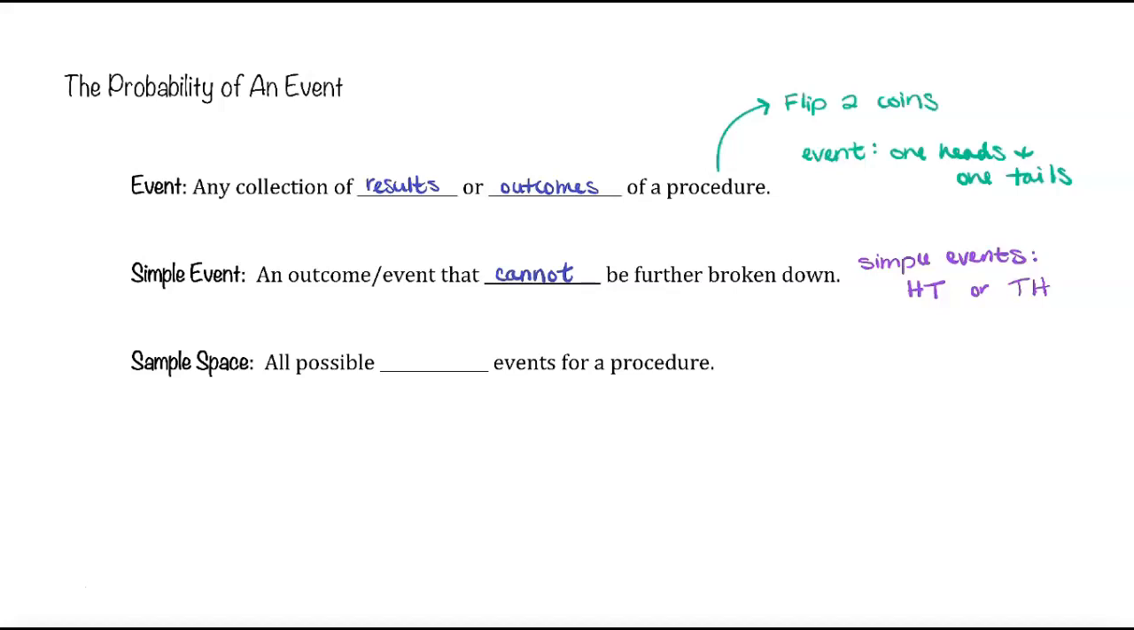A sample space is the collection of all possible simple events for a given procedure. So again, with this example of flipping two coins, our sample space would be the collection of all simple events. We could have both coins land on heads, the first on heads and the second on tails, the first on tails and the second on heads, or both on tails. So our sample space has four simple events.